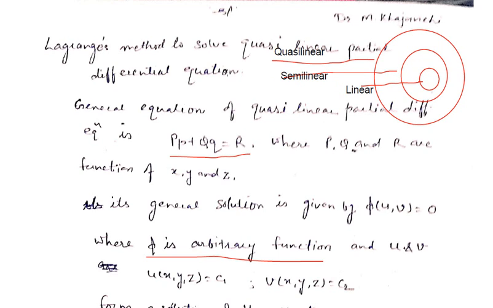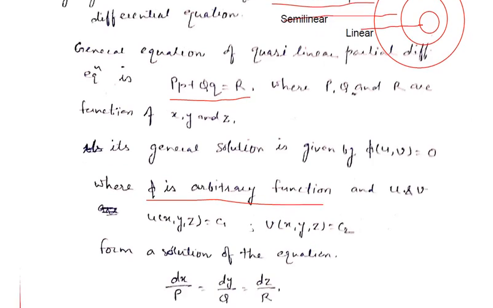So the method we use to solve a quasi-linear equation is applicable for both semi-linear and linear partial differential equations. Let's take the general equation of a quasi-linear partial differential equation, which is Pp plus Qq is equal to R. Here P, Q and R are some functions of x, y, z.